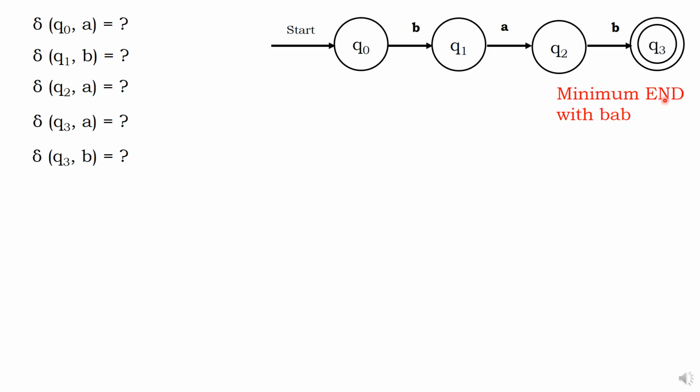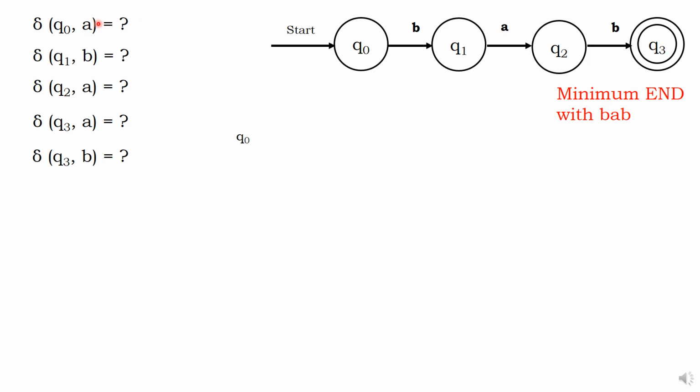And the minimum requirement is that it should end with BAB. If it is not ending with BAB, it is not accepted. But if you modify something, we can make it accept. What is that? We will discuss.